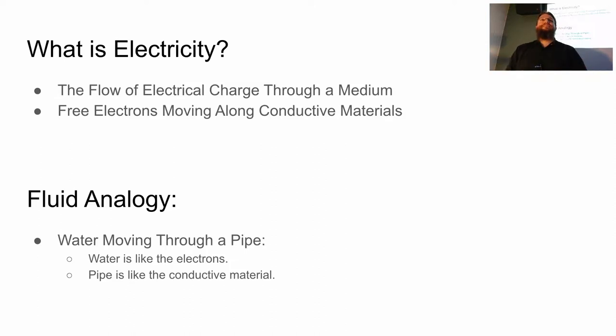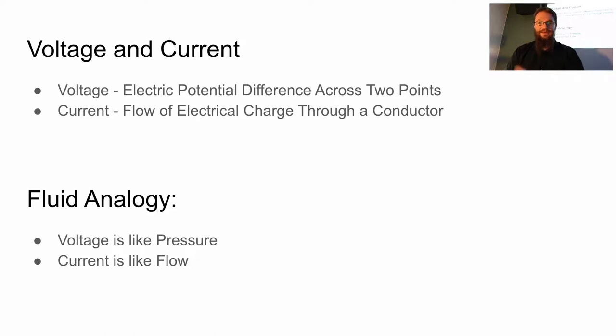So we'll start with what is electricity? The main definition says it's the flow of electrical charge through a medium, but for the purposes of what we deal with most of the time, it's going to be free electrons moving along conductive materials. The analogy that most of my fluid analogies will be based on is water flowing through a pipe, where water is analogous to electrons and the pipe is the conductive material that the electrons move through. Two topics that are central to pretty much anything you ever do with electronics are voltage and current. Voltage is defined as the electric potential difference across two points, and current is defined as the flow of the electrical charge through the conductor. So in a fluid analogy, voltage is like pressure and current is like flow.